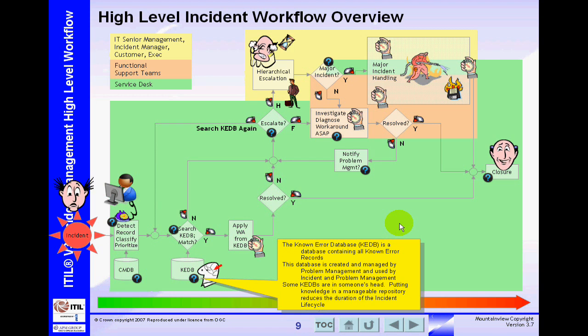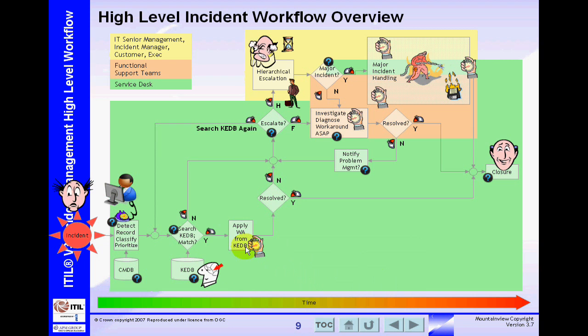It is the responsibility of problem management to make sure that this database, the known error database, is kept up to date. If we can find a solution in the known error database, we apply the workaround, inquire as to whether or not it's working, and then go to closure, and our customer is happy. Ultimately, this is the route we want to take for almost all incidents.